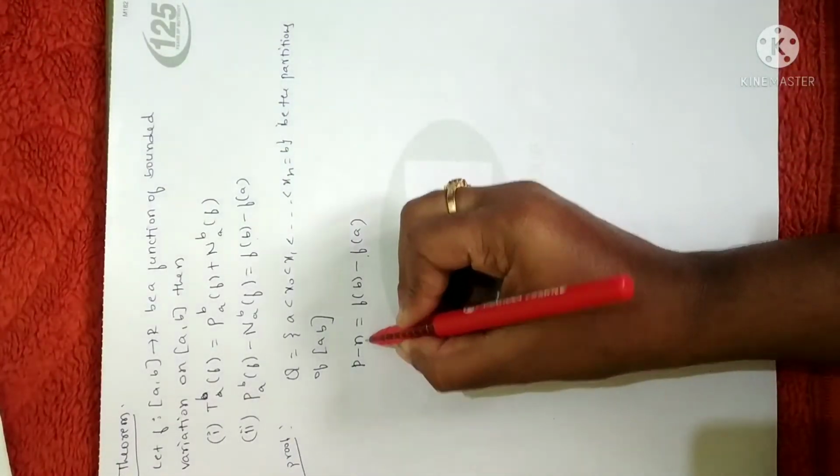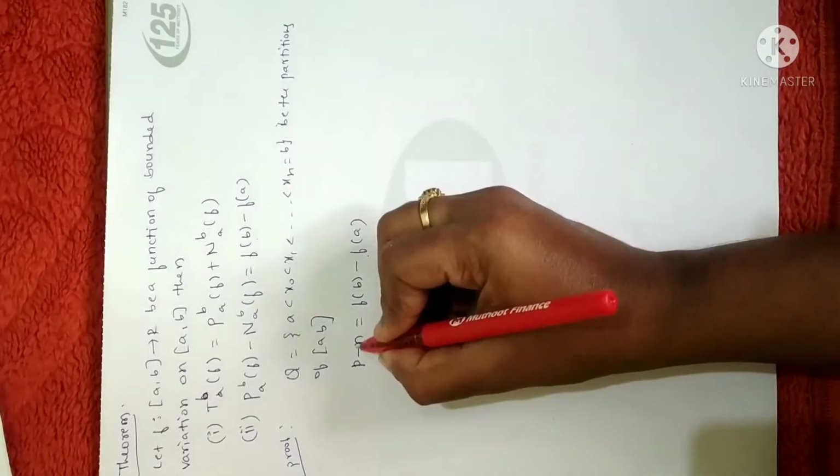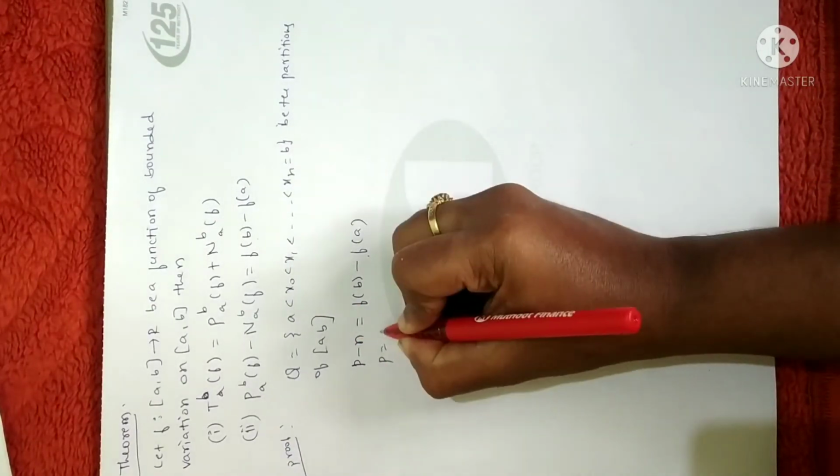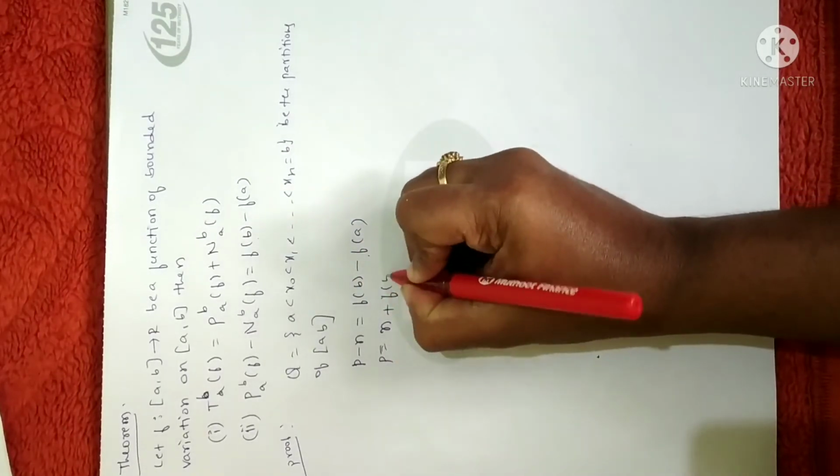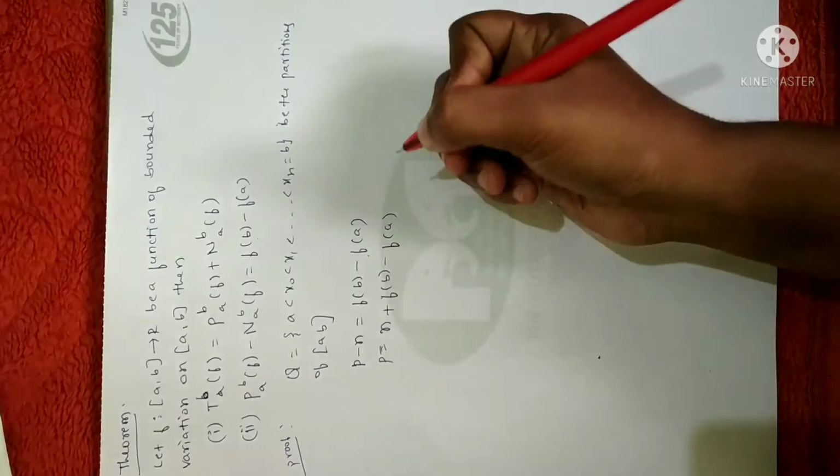What we say, P minus N can be written as f(B) minus f(A). Now I am going to shift N to the other side. So you will get P equals N plus f(B) minus f(A). Fine.